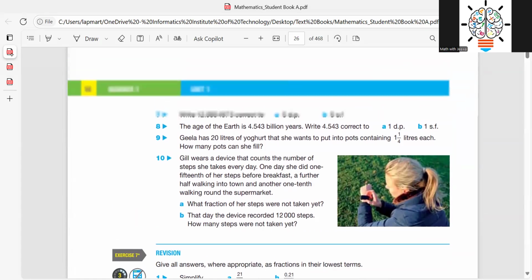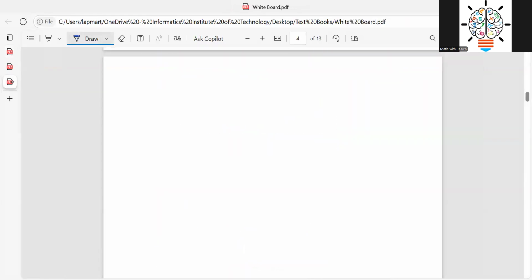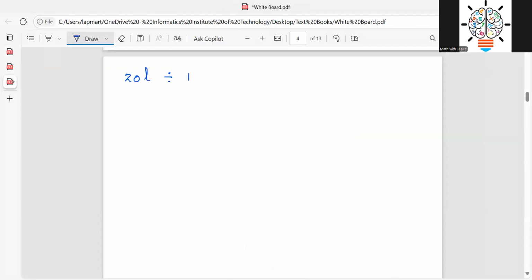Here I'm taking exercise 7, question number 9. The last two questions are word problems. Geela has 20 liters of yogurt that she wants to put into pots containing 1/4 liters each. How many pots can she fill? Now you just see how many liters she has. She has 20 liters, and she's going to divide this by what? She's going to divide this by what 1/4 liter contains. So then 1/4 liters, right?